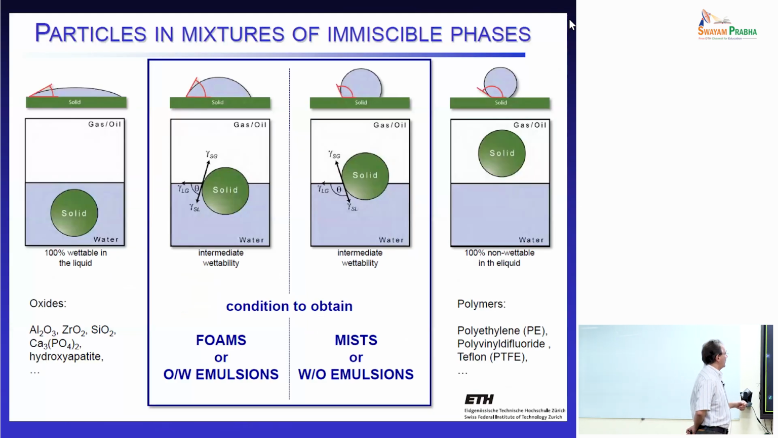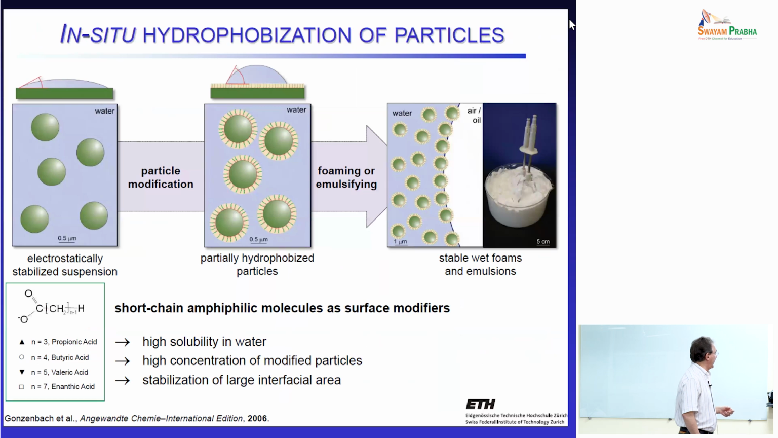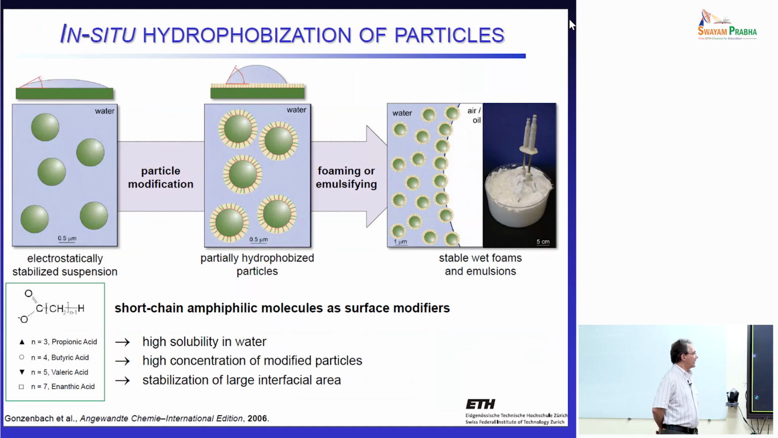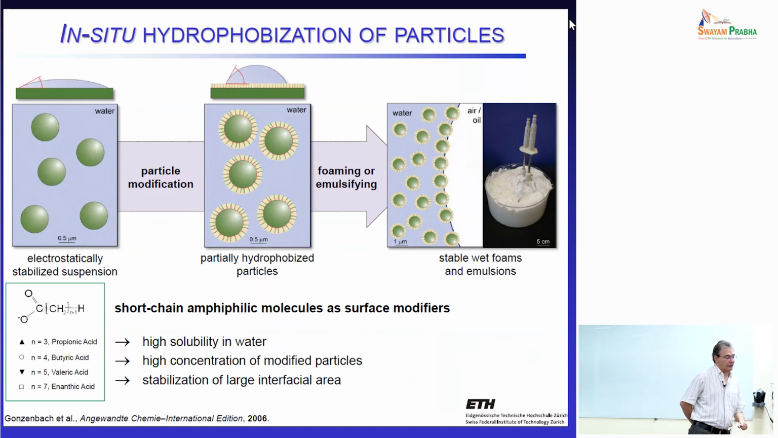And they studied how you can achieve that, and it's a matter of surface tension. In order to have the possibility of obtaining foams properly, you need to have an intermediate wettability between the liquid and the solid, and you can functionalize the ceramic particles using specific chemicals. For instance, they used short chain amphiphilic molecules as surface modifiers. And actually, there are two approaches to this.